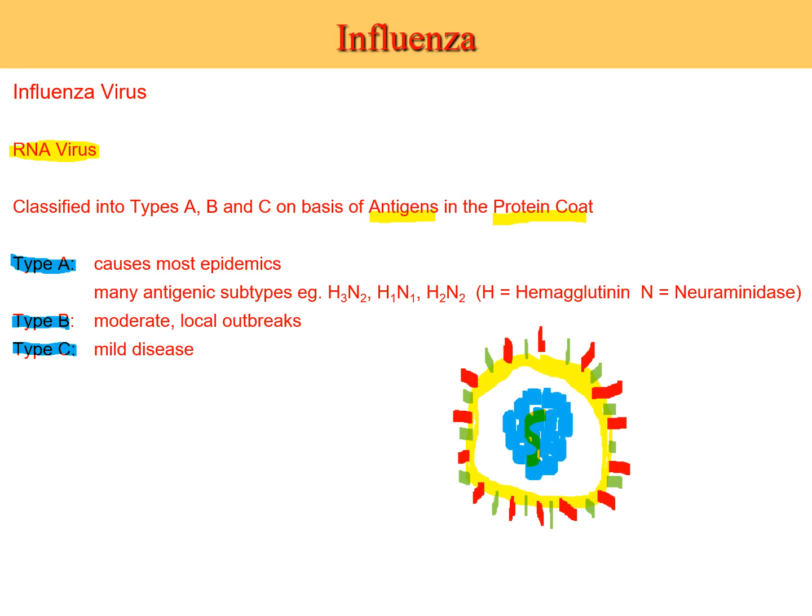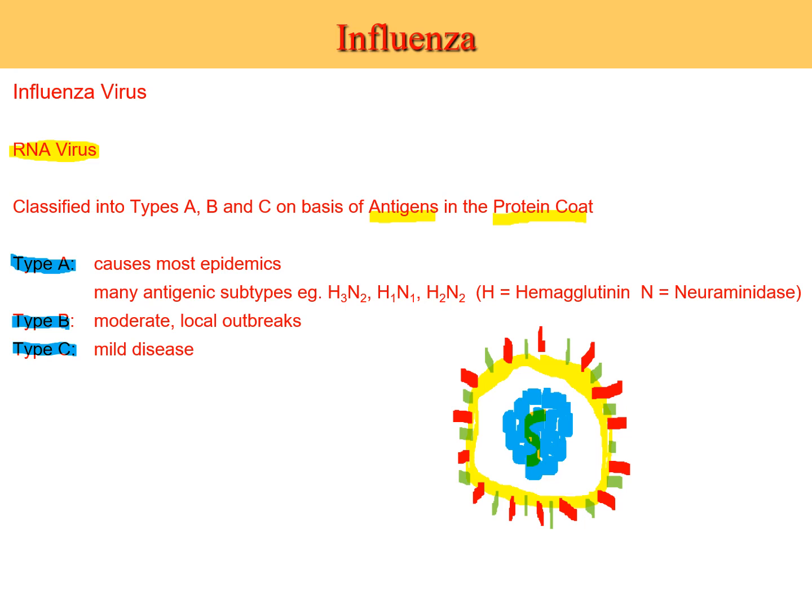When you look at type A, which is the cause of most epidemics and pandemics, a pandemic is a wider, worldwide spread. An epidemic is a fairly sudden widespread, but not worldwide. When you look at the different type A influenza viruses, they are based on the surface proteins that are expressed on the envelope, the ones I've marked here in red and green. There are two of these proteins.